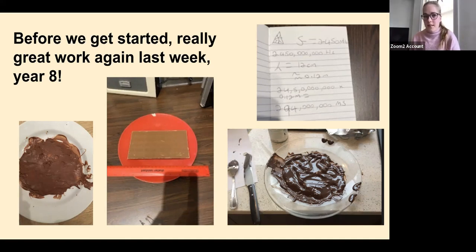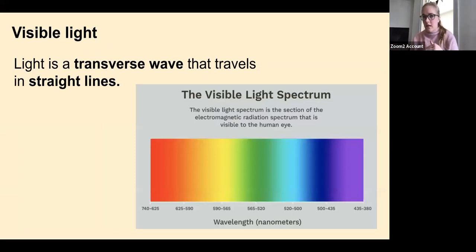So on to this week's topic. Let's start with another brief recap of what visible light is. Again, we remember from last week that visible light is a form of electromagnetic radiation, and it is a transverse wave that travels in straight lines. Remembering that a transverse wave is a wave where the direction of energy transfer is perpendicular, or at a right angle, to the direction of oscillations in the wave. So in a transverse wave like light, the oscillations are going up and down, and the energy is being transferred forward.